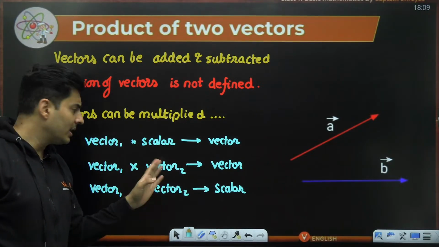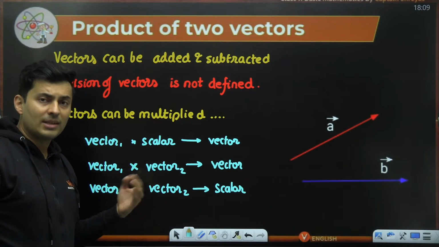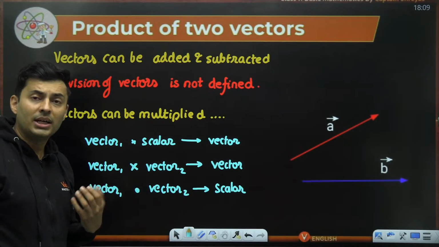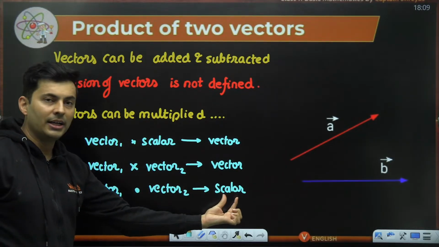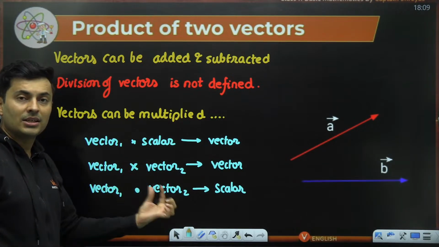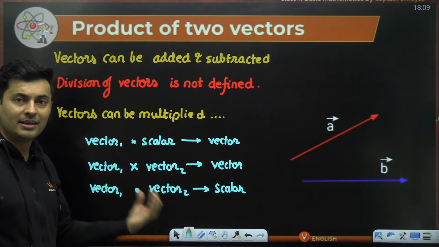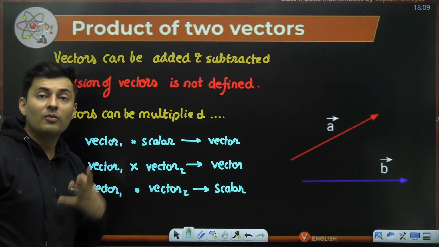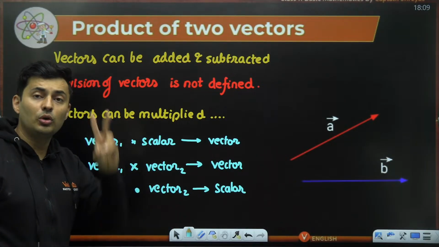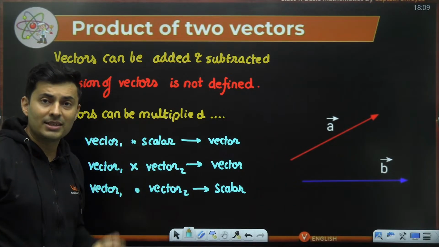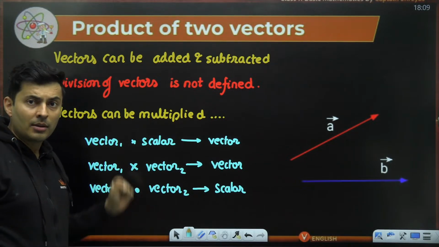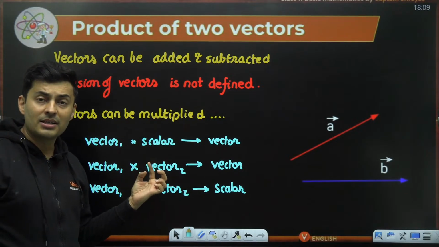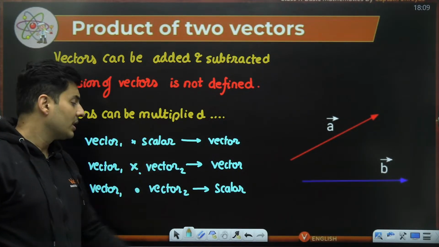Sir, how do I know whether it is cross or dot? Well, it depends on the physical quantity. For example, work is a scalar quantity. It depends on two vectors which can be multiplied with each other, like force and displacement. Force is a vector, displacement is a vector, but the outcome is a scalar. So whenever the physical quantity depends on two vectors but the outcome is a scalar, you will use the dot product. But when a physical quantity depends on the multiplication of two vectors and the outcome is a vector, then you will use the cross product.